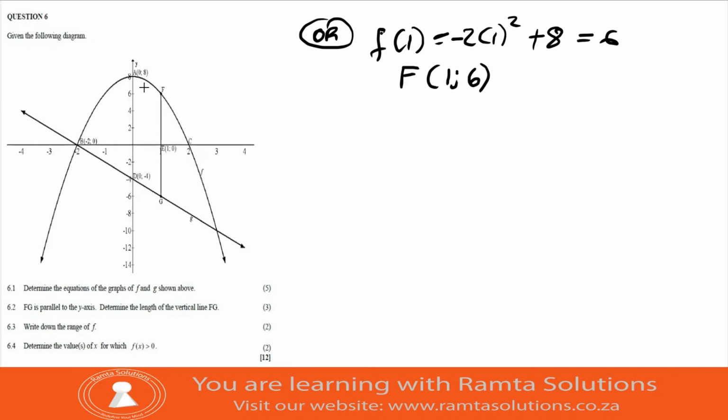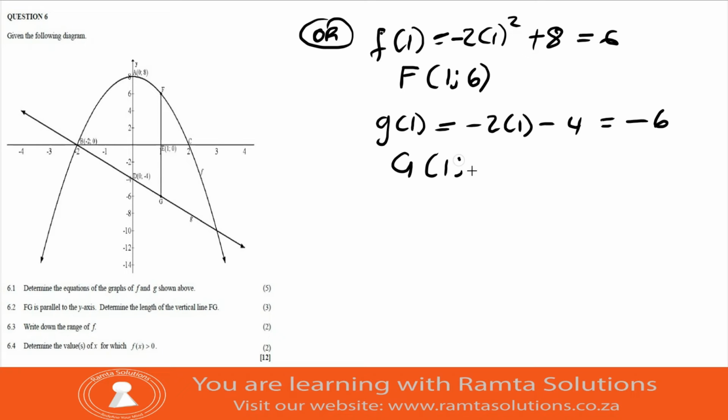Cool. Now let's look for g of 1. g of 1 is minus 2 into 1 minus 4. This is minus 6. Therefore, we can say point G has coordinates (1; minus 6).